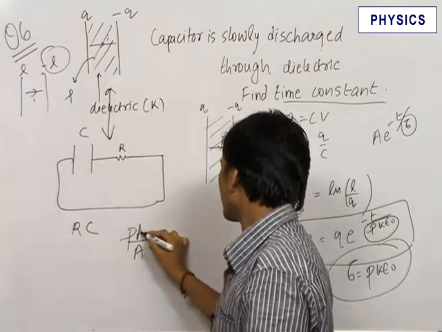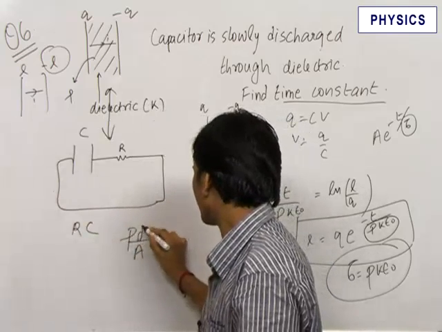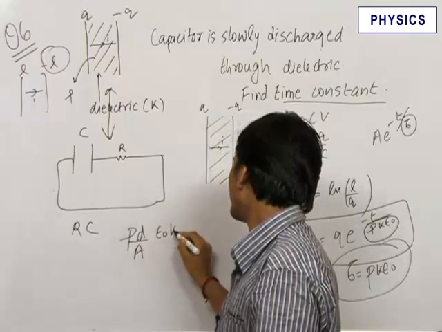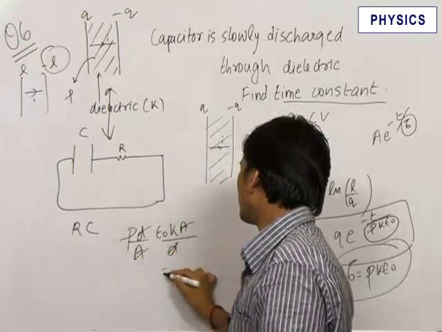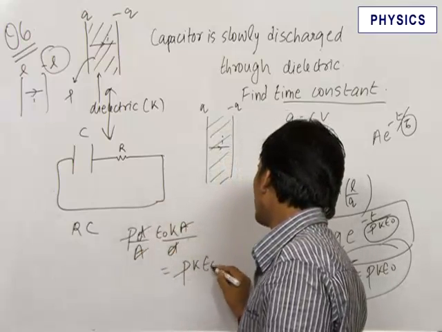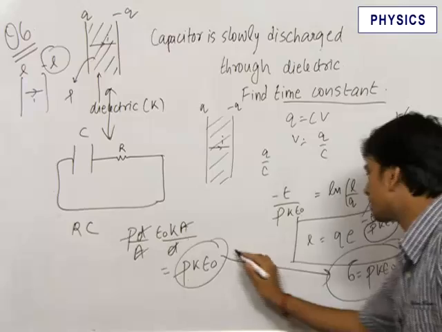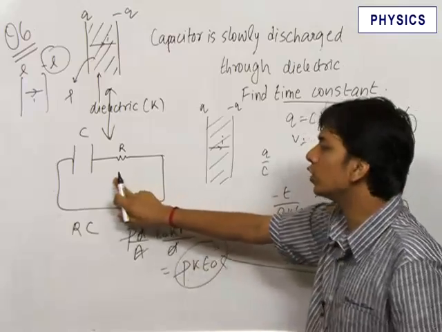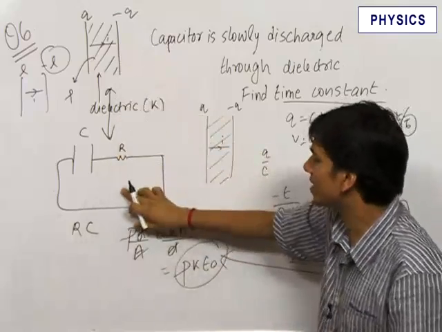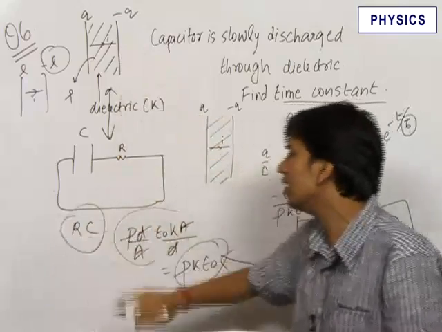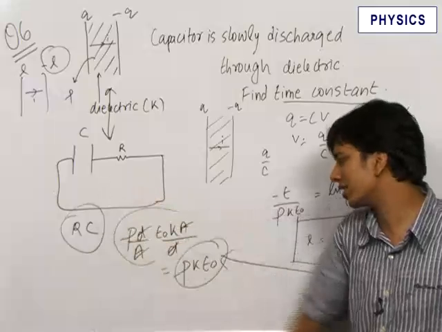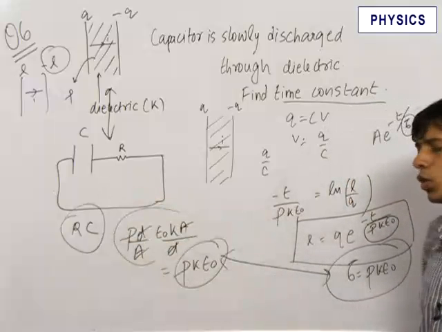Capacitance is epsilon naught K A upon D. This is equal to rho K epsilon naught. So we get the same answer by this method also. This is not very intuitive, but you can visualize this system as this, and thus solve the question directly by using the formula RC, which is the time constant for this discharging circuit. So the final answer comes out to be equal to rho K epsilon 0.